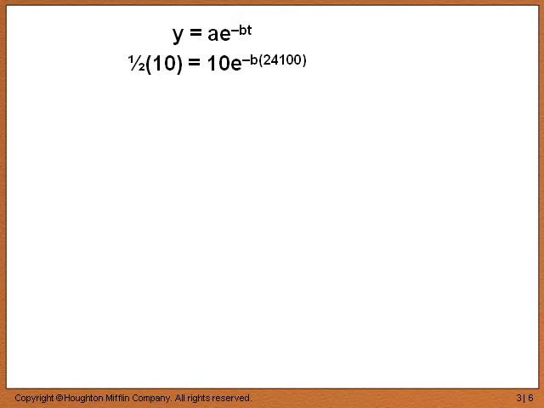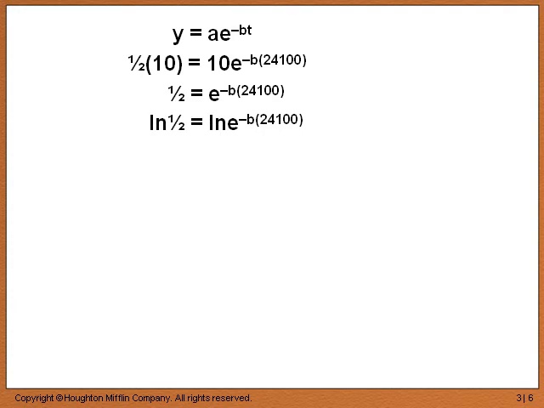Alright, so our first step is to try to find B using the half-life. We can set it up like this. Remembering what a half-life is, the fact that after that amount of time you'll end up with half of your original amount. Well, our original amount is 10. That's why I put 10 in for A. And after 24,100 years, there will be half of that original amount left. That's why I put 1/2 of 10 on the left side of the equation. Well, as you can quickly see, the 10s cancel. And I end up with 1/2 equals e to the negative b times 24,100.